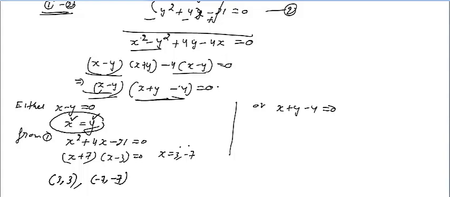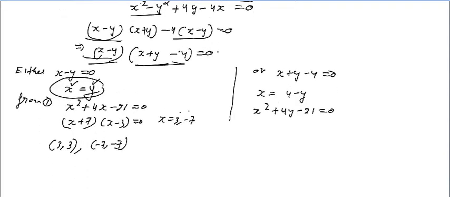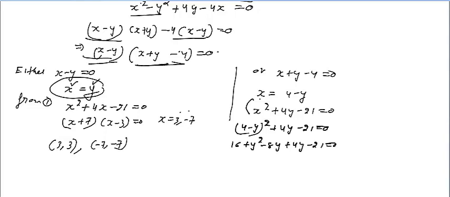From the other factor, what are you getting? Here x is equal to 4 minus y. You will put this value in any of the equations, for example x square plus 4y minus 21, so put this value here. You have (4 minus y) whole square plus 4y minus 21 is equal to 0. So 16 plus y square minus 8y plus 4y minus 21 is equal to 0. So y square minus 4y minus 5 is equal to 0. When you solve it, you get y minus 5 and y plus 1 is equal to 0.